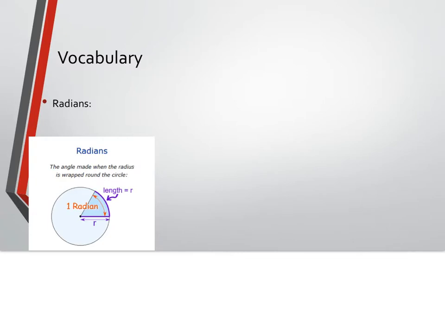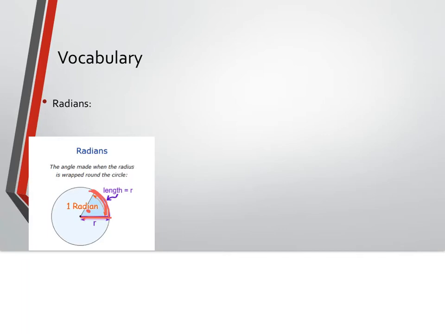So here's the deal. If you took a piece of string, that's the best way to think of it, and cut it the length of the radius of a circle, then if you stretch that string out, wrapping around the circle, that's how far it would go. And when that happens, then this angle formed right here is the measure of 1 radian. Now, that's the concept. That's not really what we're going to use this year. You'll learn more about that next year.